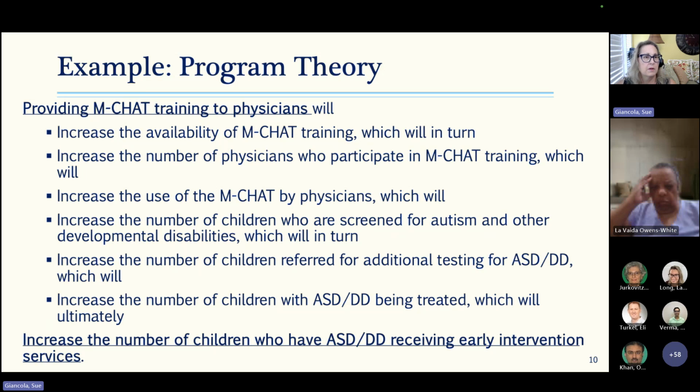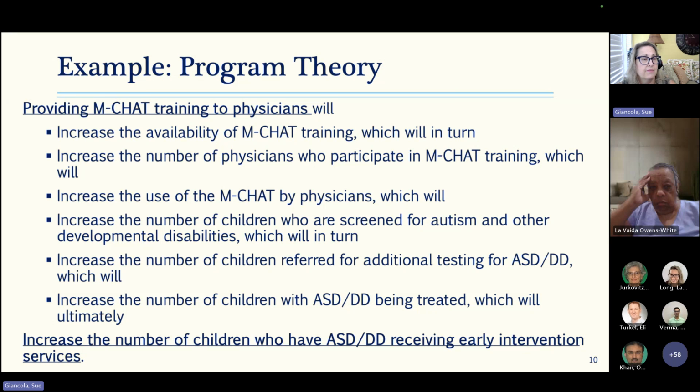What needs to happen along the way? We might ask ourselves, if we provide training, what comes next? The training would need to be available for people. People would have to have access to it. And then if people have access to it, they would have to attend the training, participate in the training. If physicians participate in the training, what do we hope that they'll gain from it? It may be that they gain some kind of knowledge.